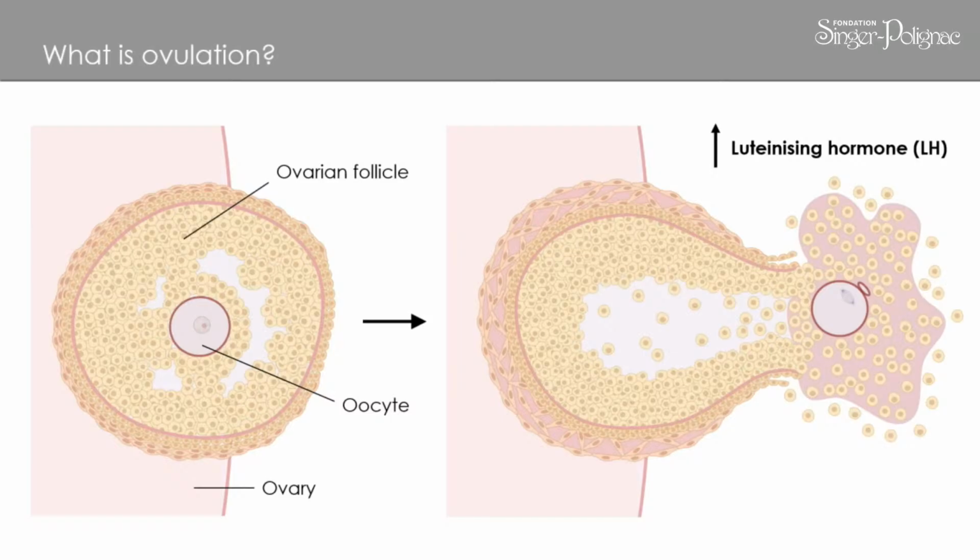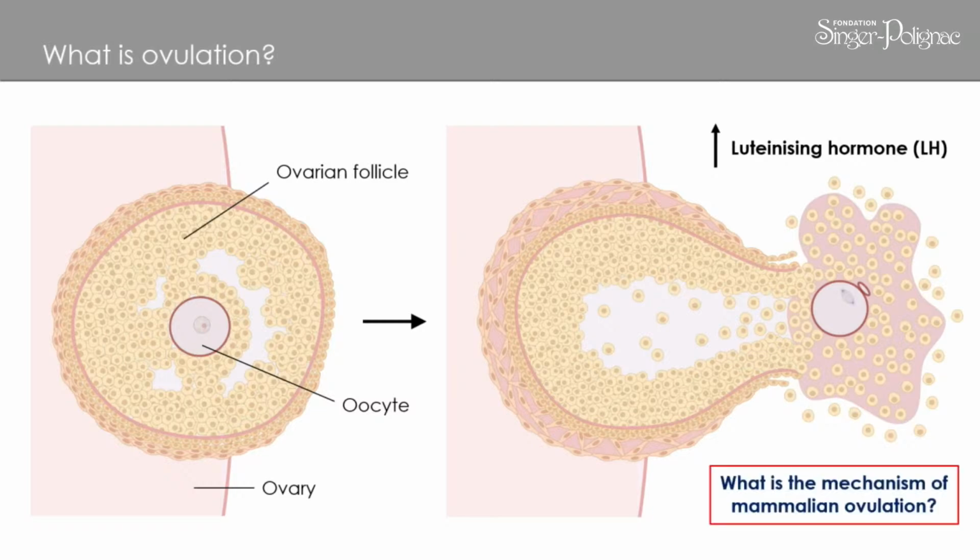And while we understand that ovulation is initiated by luteinizing hormone, the exact pathways that drive it forward and its regulation in space and time have remained unclear, because ovulation takes place deep inside the body, making it incredibly difficult to study directly. In this work, we wanted to ask, what is the mechanism of mammalian ovulation?